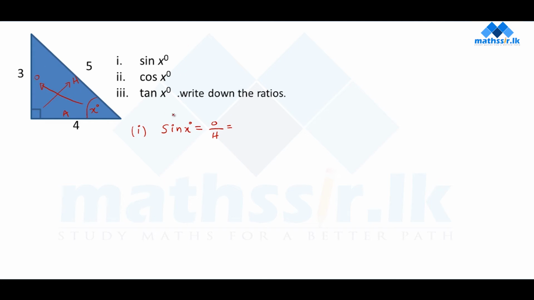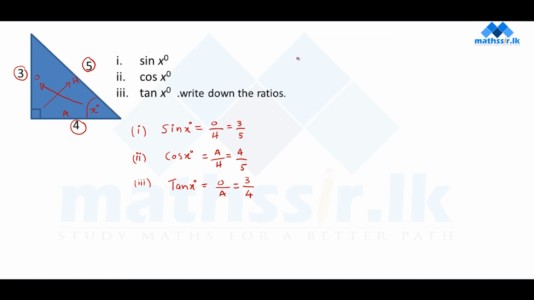Opposite 3 over 5. Cosine x, that means cos: adjacent over hypotenuse. Adjacent 4, hypotenuse 5. Tan of the angle: opposite over adjacent. Opposite 3 over 4.